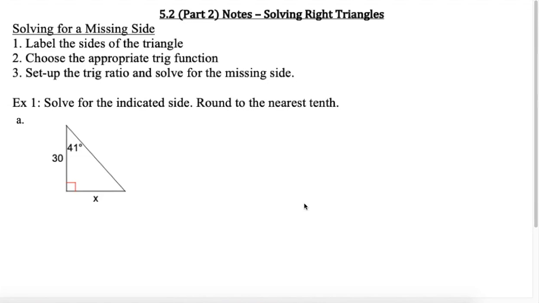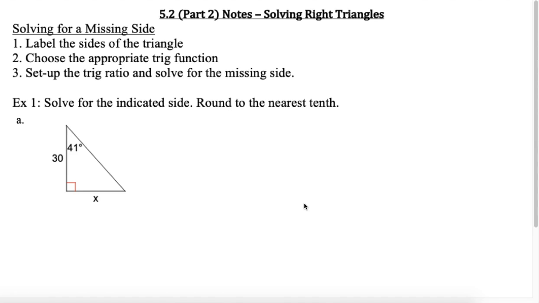All right, in 5.2 part 2, we are going to pretty much just do a review from geometry. We're going to look at finding missing sides and angles of right triangles. So first, let's just go through solving for a missing side.